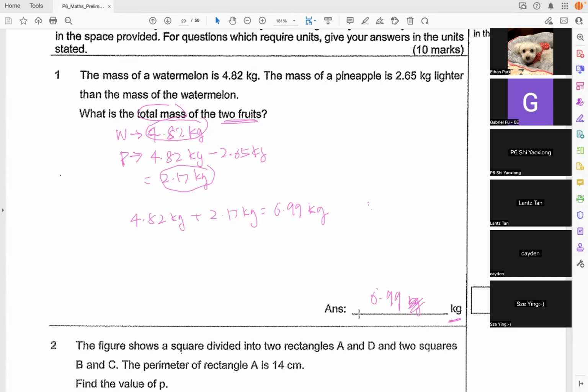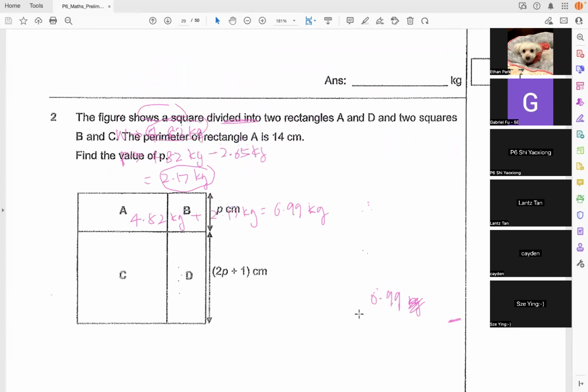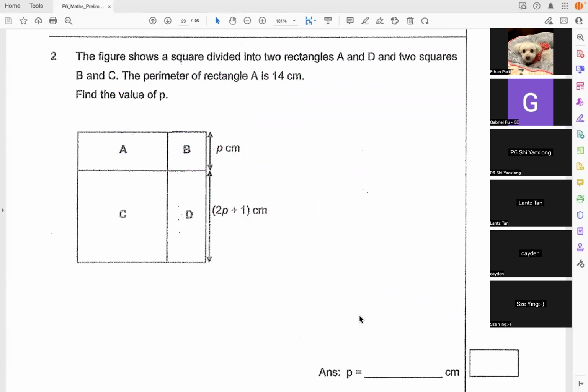Okay, now let's continue with the next question. Question number 2. The figure shows a square divided into 2 rectangles, A and D, and 2 squares, B and C. So these are squares, and these are rectangles. A and D are rectangles. Okay, and these are squares. The perimeter of A is 14 centimeter. So perimeter of A, if we are talking about this, is 14 centimeter. Length plus length plus 2 breadth is 14 centimeter.